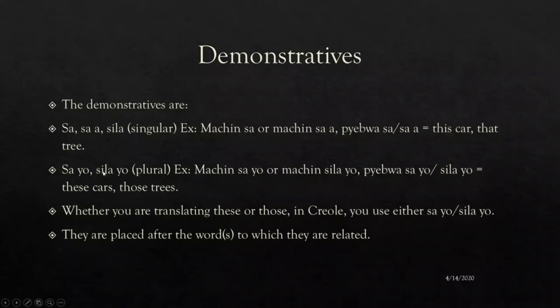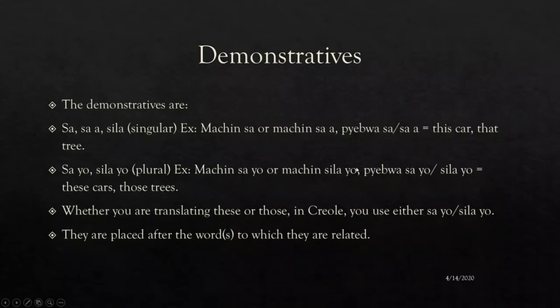Sayo or silayo, depending on your style. For stylistic reasons we have silayo, or just sayo. It's kind of the same. This is the plural of this or that. So the plural for this, that in Creole is sayo, silayo. So in plural we say machine sayo, or machine silayo. Remember again, you see that yo is like the plural form of a.